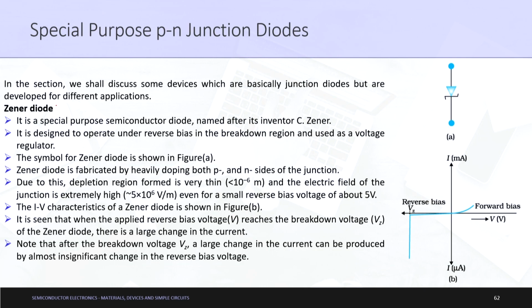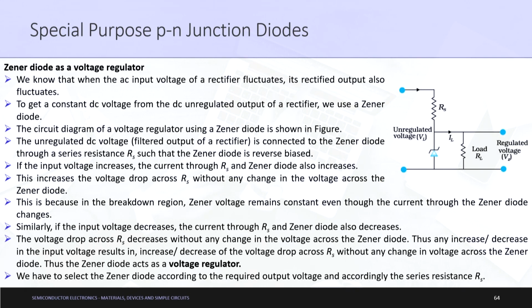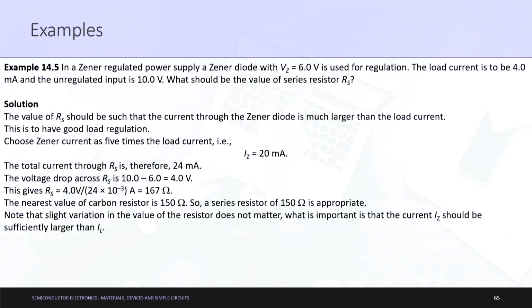So, we started with the Zener diode concept, correct, in which we understood this VI characteristics. The next was how a Zener diode can be used as a voltage regulator. We understood this concept. We did an example on this. Please remember that the Zener current is approximately 5 times the load current. So, if the load current is given to you in the question as 4 milliamperes, then what will you use the Zener current to be? You will use this equal to approximately 5 times. So, it is 5 times 4, which gives you 20 milliamperes in the example which is provided here.